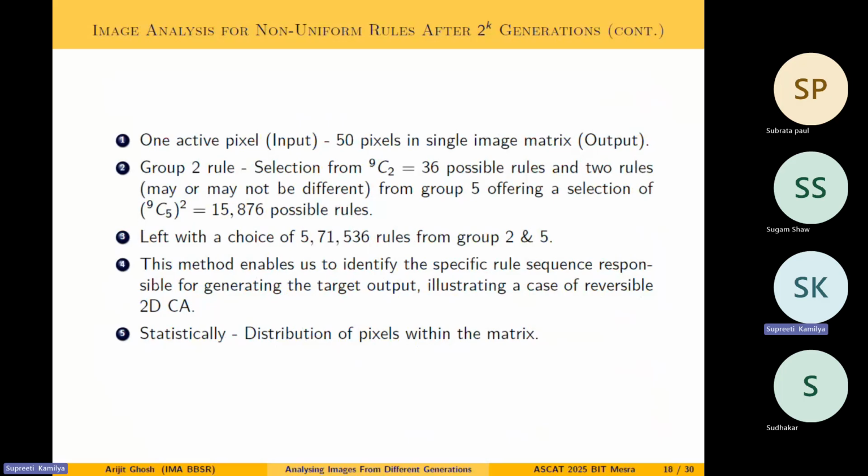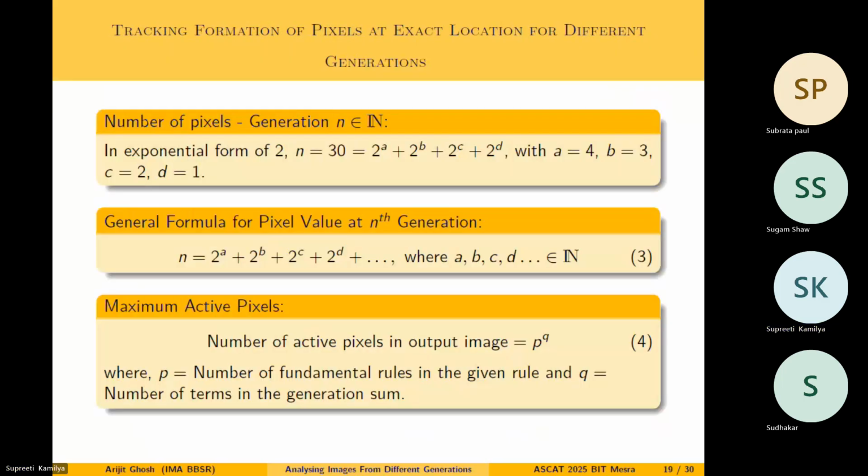Suppose I want 50 pixels from one single active pixel. How to do so? By carefully choosing the rule sequence, we can choose a group 2 rule and 2 group 5 rules, which we can do from a choice of 5,71,536 rules. Statistically, this describes the distribution of pixels within the matrix.